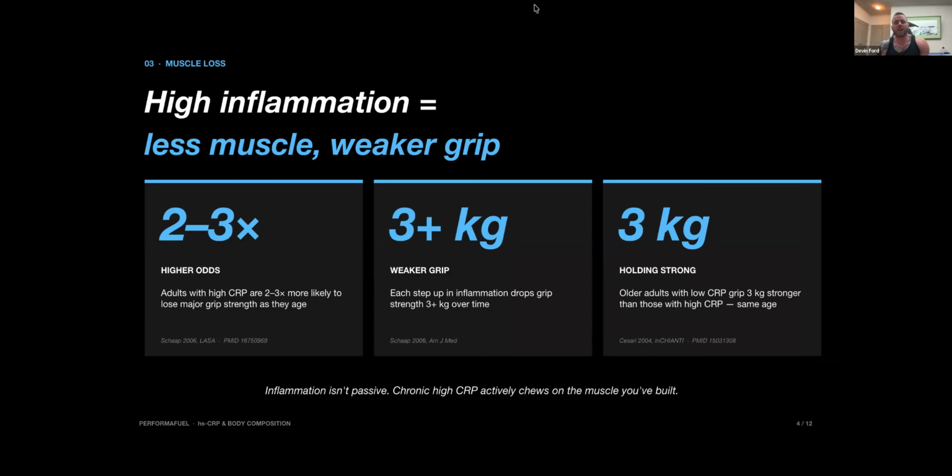Now, there's a couple of things that are really interesting here as it comes to body composition. This is where we start understanding why inflammation can matter. If you look at the research, they look at grip strength. You'll see grip strength used a lot in data, and it's not necessarily because we care so much about grip. It's because it's easy to test. It's the easiest strength metric to test.